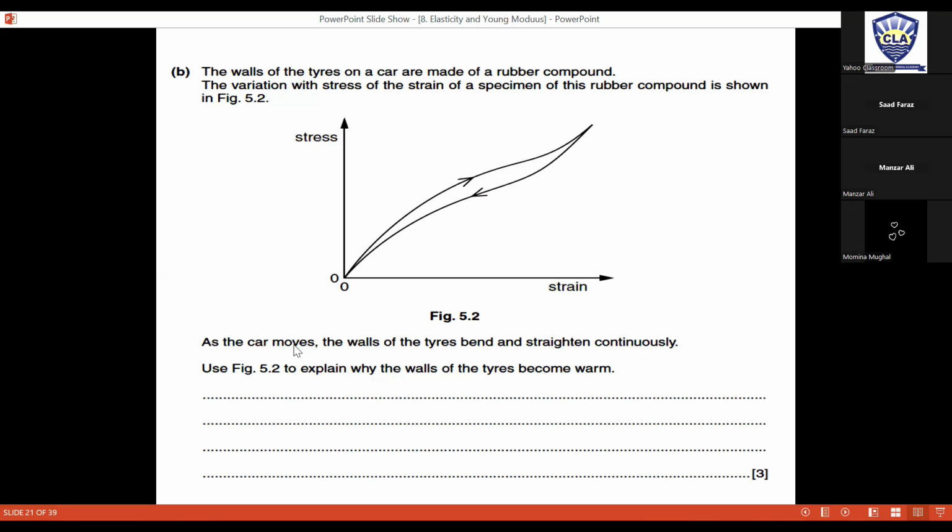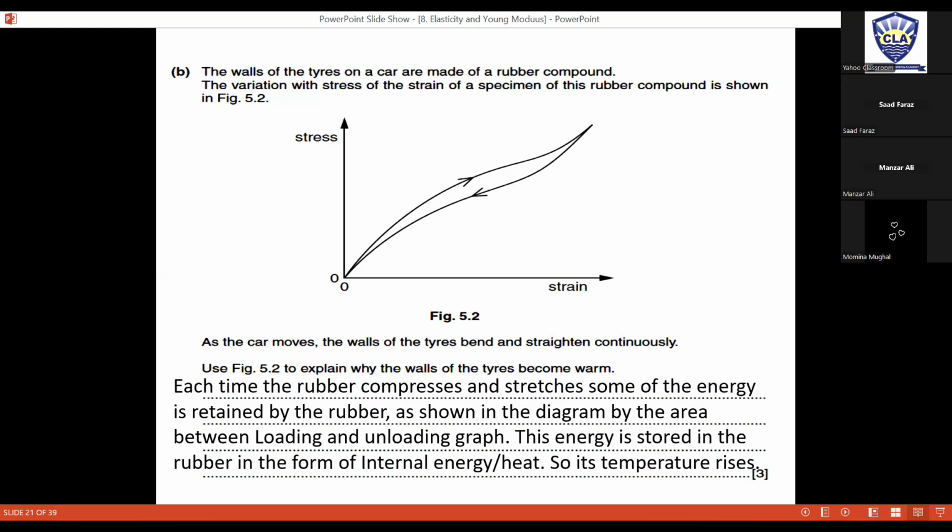And they ask us, as the car moves, the walls of the tire bend and straighten continuously. That means it loads and unloads. So some of the energy must be retained by the rubber, and that is why it becomes high temperature, because that energy is retained as internal energy. The area in between loading and unloading is the area which shows the energy which is not recovered. So that is why the temperature of the tire rises as it becomes warm.